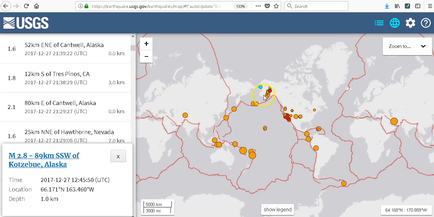1.0 kilometer in depth for this 2.8 up here in Alaska. But there are very little earthquakes for what is going on. Except, hey, look at this. What's this right here? 3.0 in Colorado. Wow. Colorado's been getting some interesting activity lately.